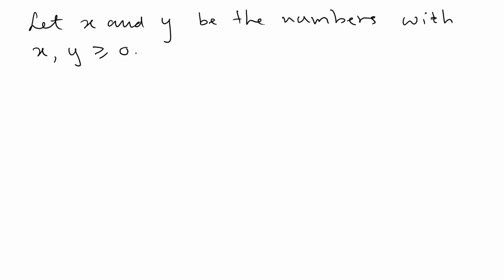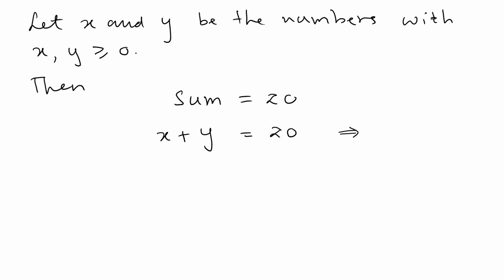Now we bring in more conditions. We know that the sum is 20, which is given. So we can write the equation x plus y equals 20. And for later use, we solve for y. According to this equation, if you subtract x from both sides, y is going to be 20 minus x.